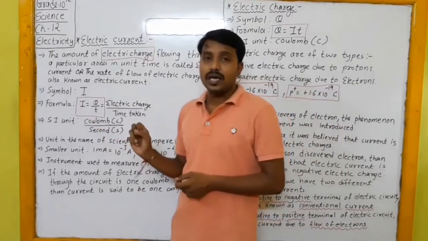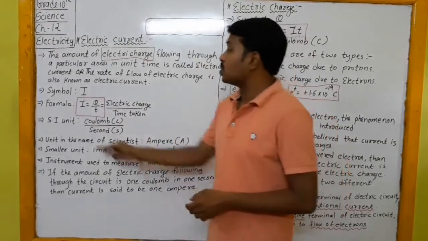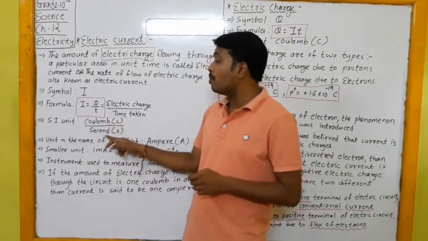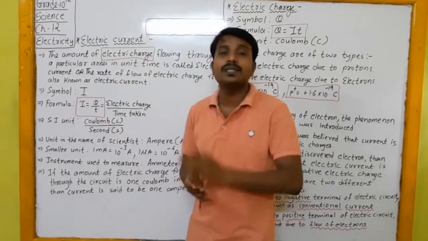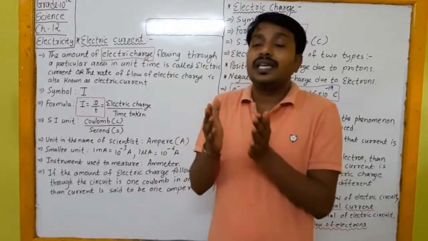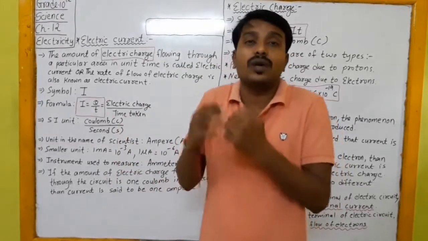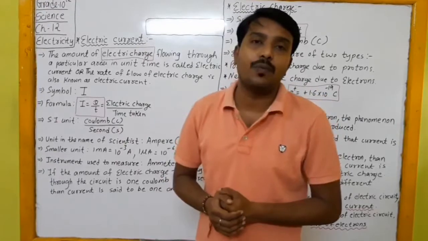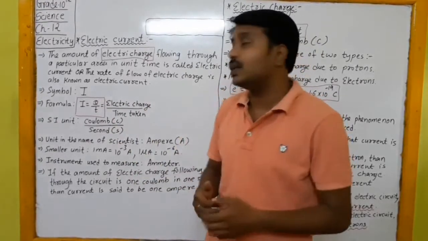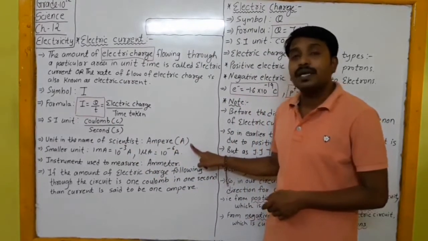So for electric charge, your unit is coulomb, and for time, your standard unit is second. So the standard unit, SI unit of electric current is coulomb per second. Now dear students, in the name of the scientist who presented this electric current topic, one more unit is given to electric current, and that unit is ampere, and its symbol is capital A.